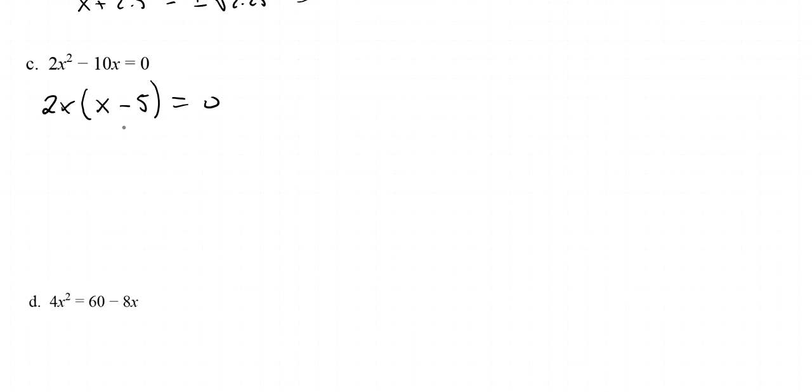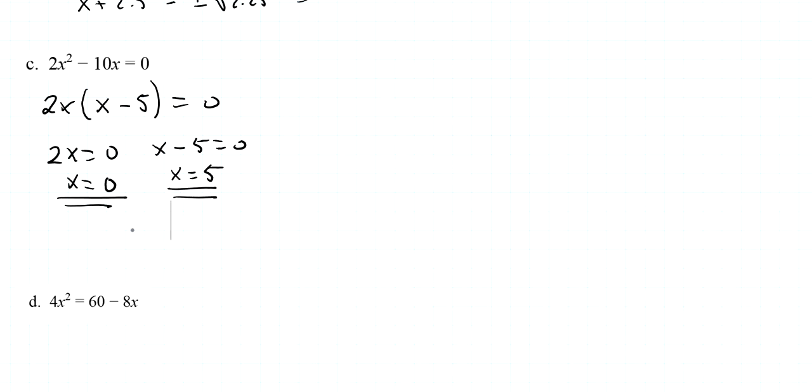And so then at this point we can use the zero product property, and for this statement to be true we could have 2x equals 0, so x equals 0, or we could have x minus 5 equals 0 and we get x equals 5. So our two solutions are x equals 0 and x equals 5. So we can write it this way, or we could say x equals 0, 5.